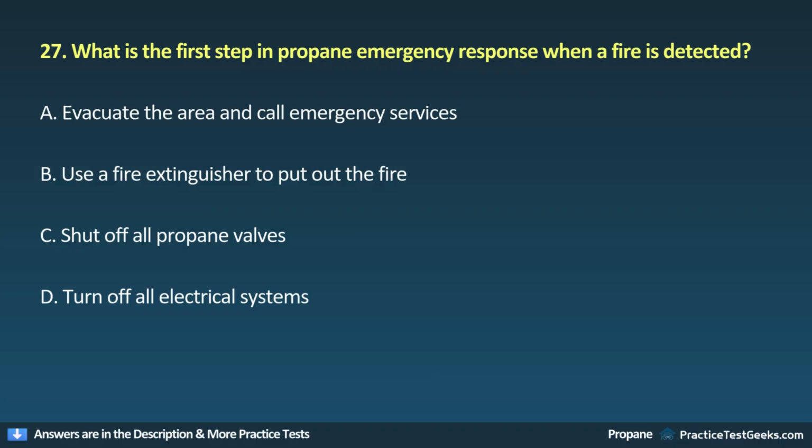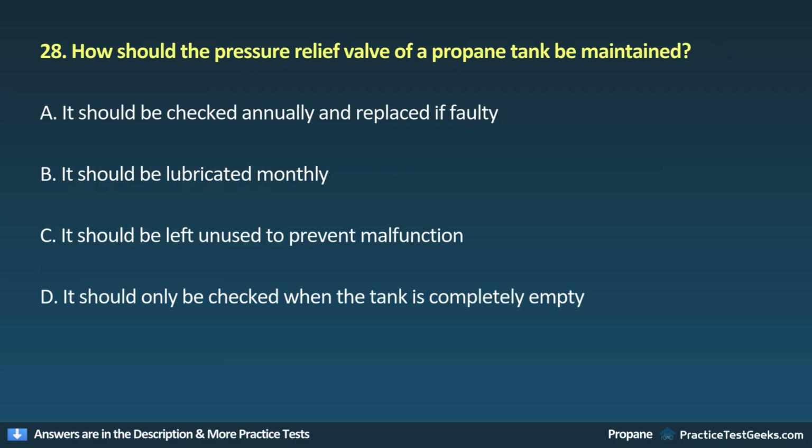B. Use a fire extinguisher to put out the fire. C. Shut off all propane valves. D. Turn off all electrical systems. 28. How should the pressure relief valve of a propane tank be maintained? A. It should be checked annually and replaced if faulty.